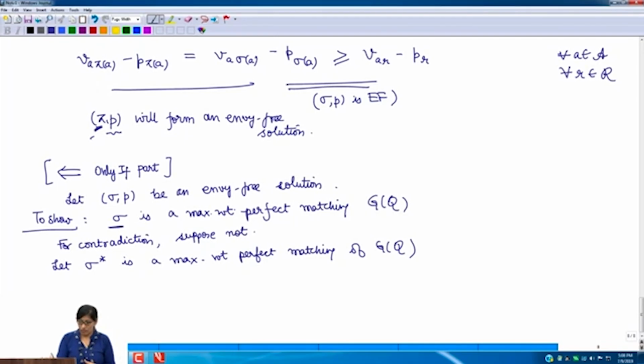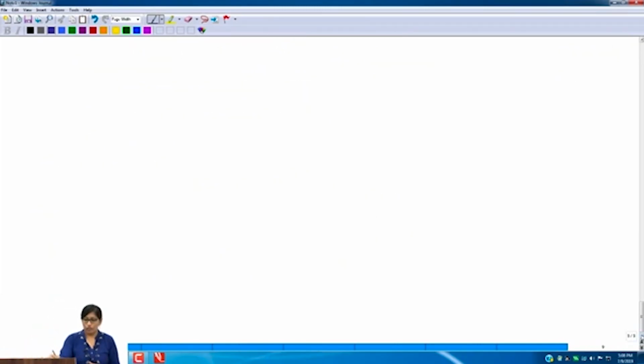Okay, so I know that I have two things: sigma comma p is given to be NV free, and I've assumed, for contradiction, that sigma is not a maximum weight perfect matching, and that some other matching, sigma star, is a maximum weight perfect matching in the graph GQ.